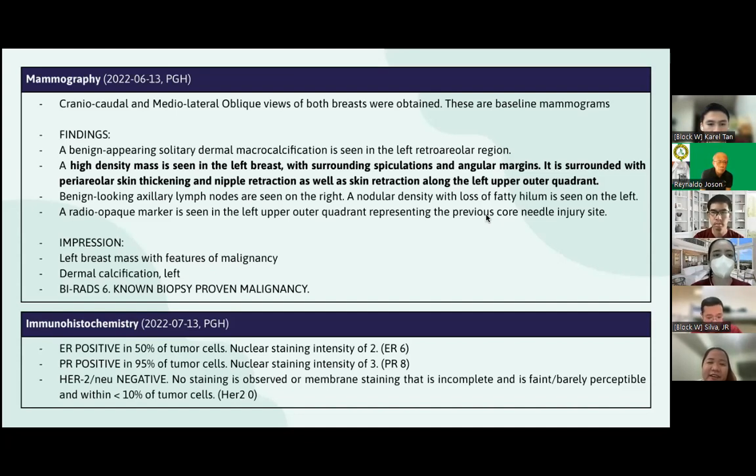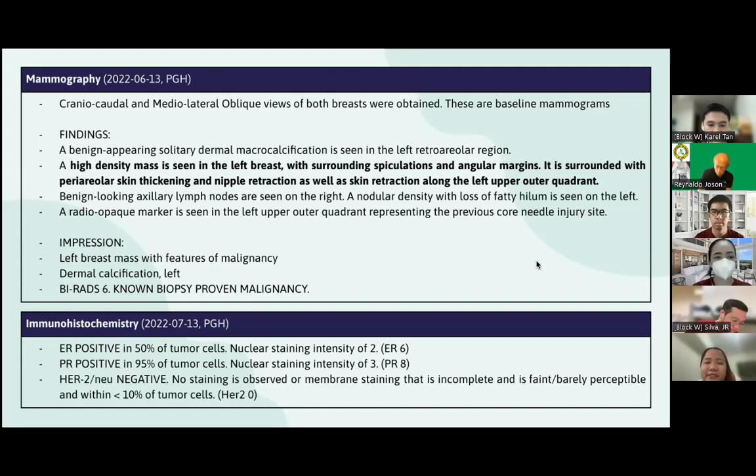It is surrounded with periareolar skin thickening and nipple retraction, as well as skin retraction along the left upper outer quadrant. So these are also features suggestive nga po of malignancy, as seen in the impression nga po sa mammography. BIRADS 6 na po yung grade niya dito because her breast mass was already known to be biopsy proven malignant po.